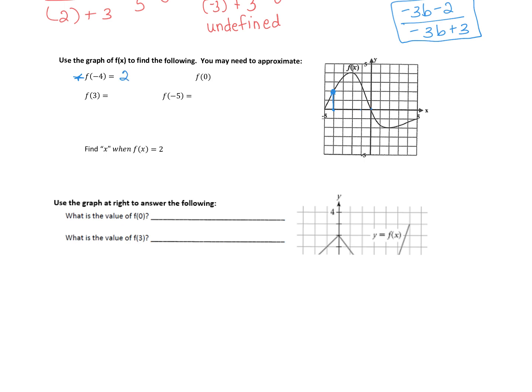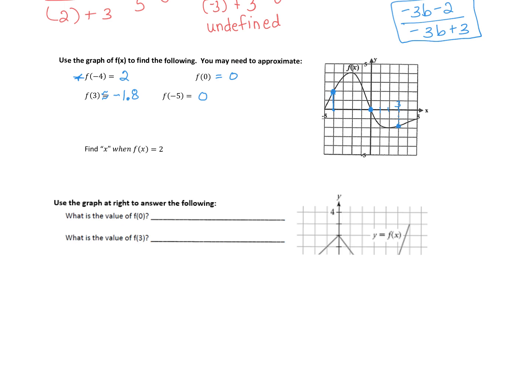f of 0 is the y value when x is 0. That is 0. The function value at 3, well, we're going to have to guesstimate here, about minus 1.8 approximately. And f of negative 5 appears to be 0.